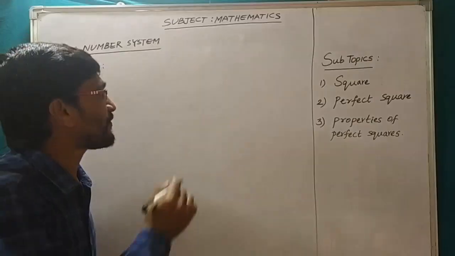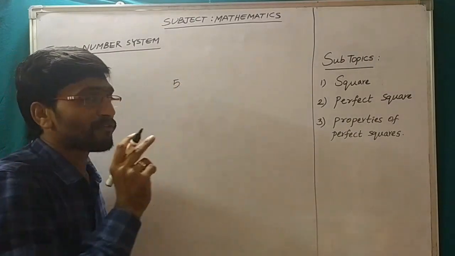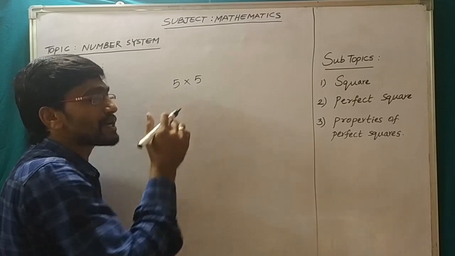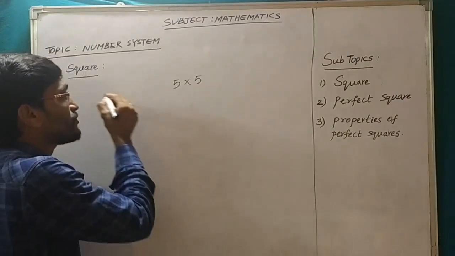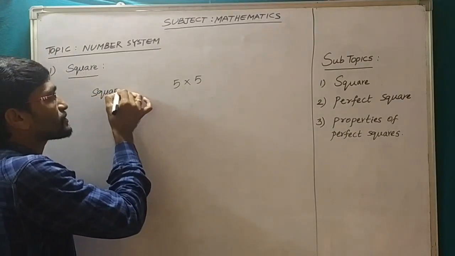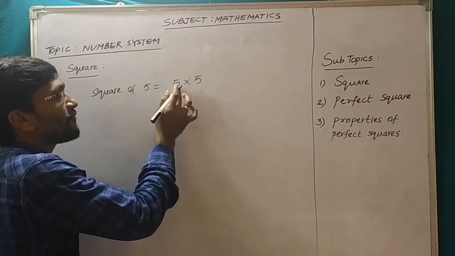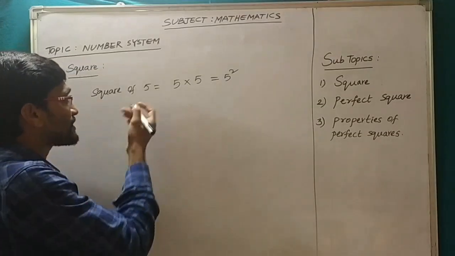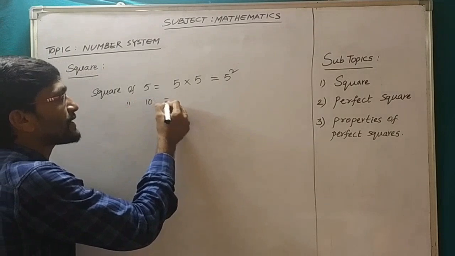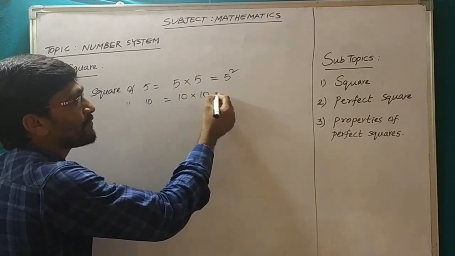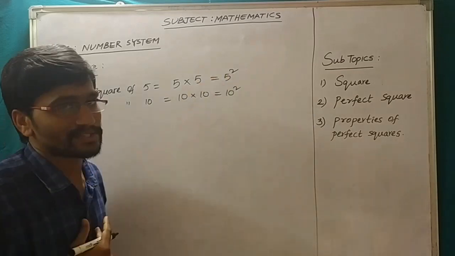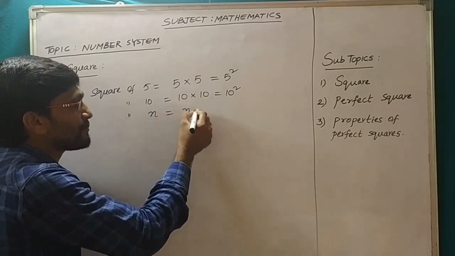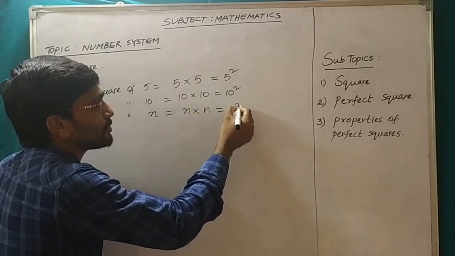Let us consider a number 5. I want to multiply 5 by itself, that is 5 into 5, which gives the square of 5. That means the square of 5 is equal to 5 into 5, which is denoted by 5 square. The square of 10 can be written as 10 into 10, which is denoted by 10 square. The square of n is n into n, that is equal to n square.